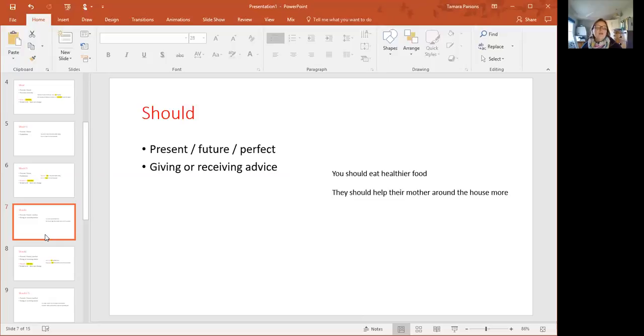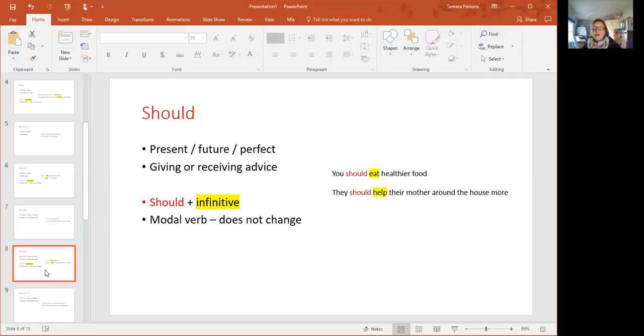They should help their mother around the house more. It's not a rule. It's not a personal feeling. It's advice for someone else. So if we want to be thin and beautiful, you should eat healthier food. This is the advice.